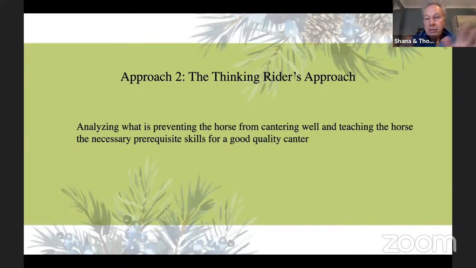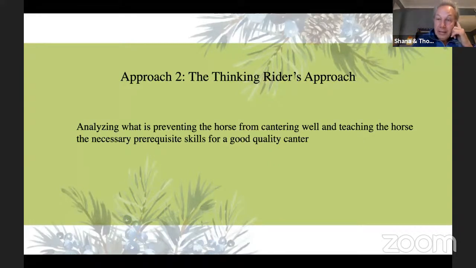The other approach is the thinking rider's approach. That's where you analyze what is preventing the horse from cantering well, and teach the horse the necessary prerequisite skills for a good quality canter. So in other words, you can look at the canter or feel the canter and then think, well, what's good and what's bad about it, and what needs to change in order to make it a good canter if it's not, and what's preventing the horse from cantering more uphill, more straight, with more suppleness, more bounciness, and so on.